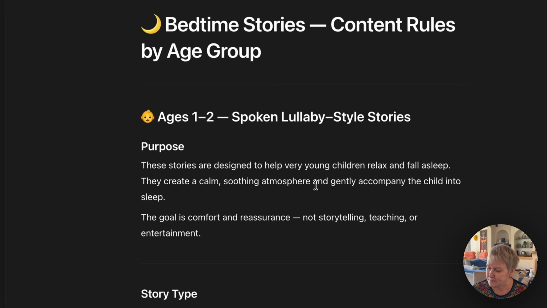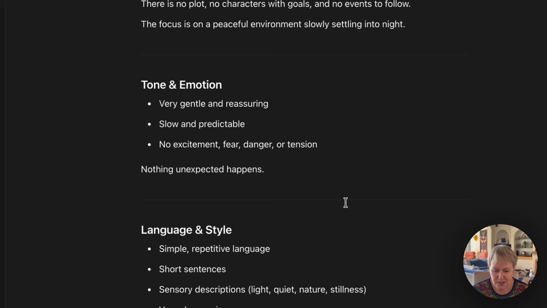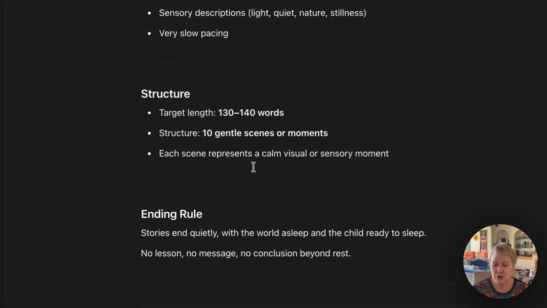If we look at them very briefly, we have here the age 1 to 2, and for them, it's not really a story. It's more like a spoken lullaby. There's no plot, no surprises, just sensory details like soft lights and gentle rhythms. And the tone is gentle and reassuring, very predictable, nothing unexpected. And the structure is between 130 and 140 words. And for the number of scenes, it was 10.